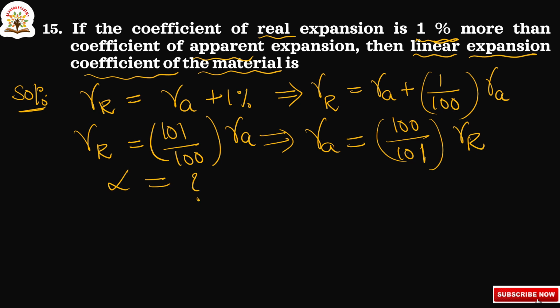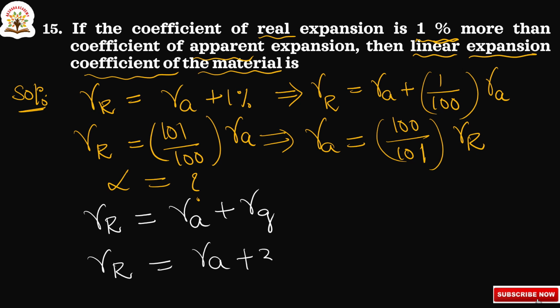Now we have to calculate alpha. Alpha is nothing but the coefficient of linear expansion of this material. So now gamma R, the real expansion, is equal to the coefficient of apparent expansion plus the cubical expansion, that is gamma R is equal to gamma A plus 3 alpha G. So gamma A is equal to 100/101 gamma R.